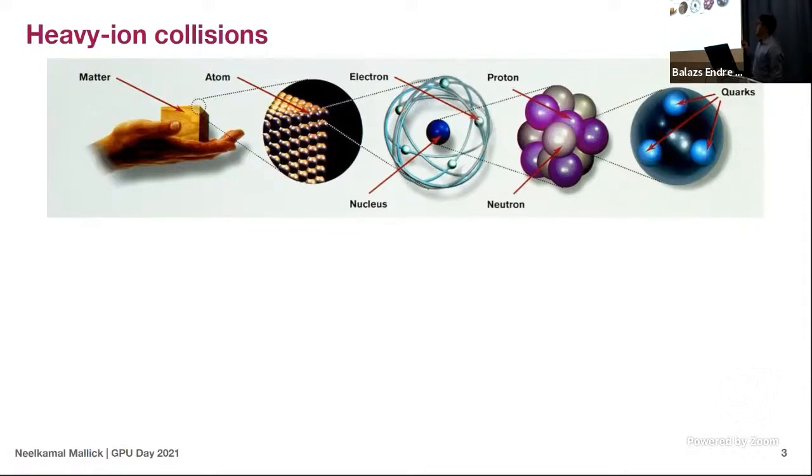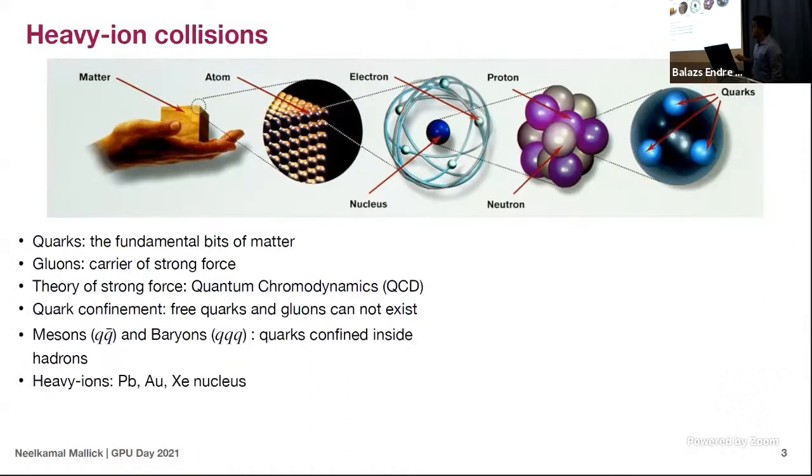And it was experimentally observed in 1968 by the SLAC US team that yes, protons and neutrons do have substructures known as quarks, and these quarks are the fundamental bits of matter that we are aware of, and the gluons are the carriers of the strong force. And the theory of the strong force is given by quantum chromodynamics, where we discuss the quarks and gluons and so forth.